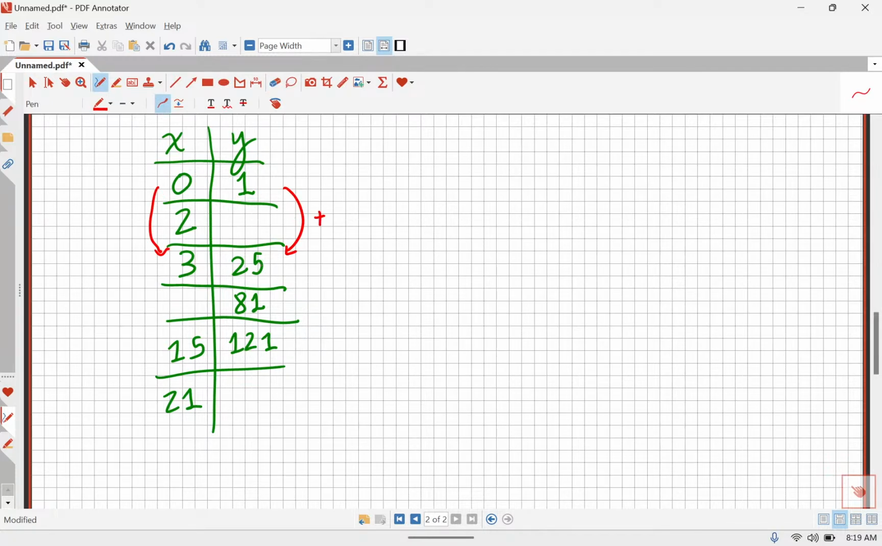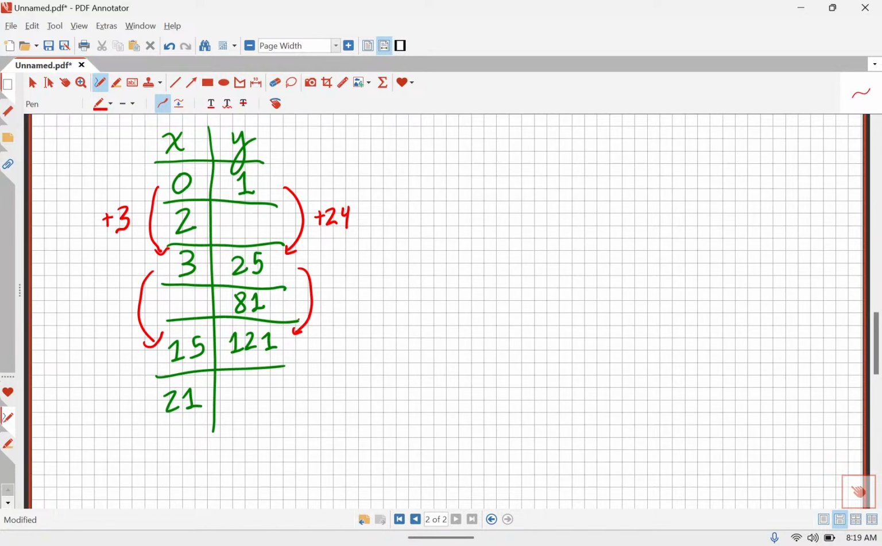1 to 25 is an increase of 24. 0 to 3 is an increase of 3. Then the next one I know is this one. 25 to 121 is 96, is that 96? And 3 to 15 is an increase of 12. So if we do 24 divided by 3, I get 8. And if I do 96 divided by 12, I also get 8. Right? I also get 8. Which means that's my change in y over change in x fraction.